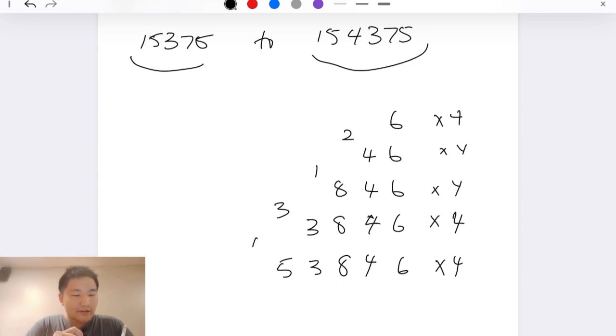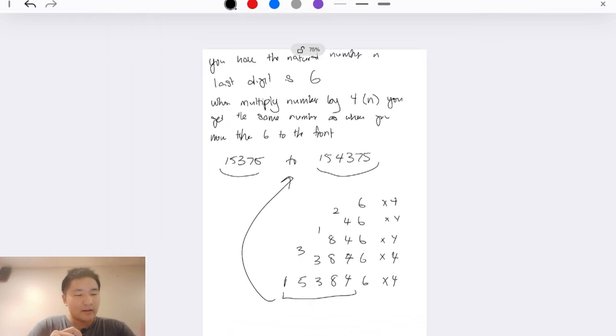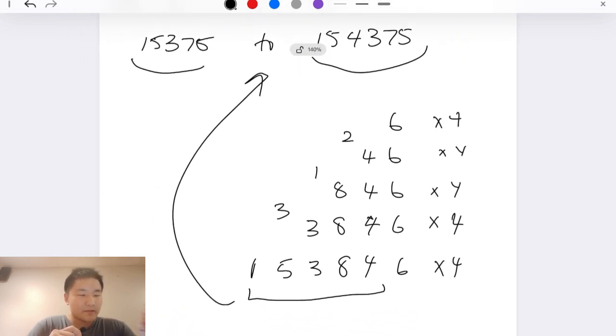Okay, so one thing you'll notice here, let me just put down the 1. One thing you'll notice here is 15384 is, in fact, within these bounds. So this is the solution that I came up with for this problem. It satisfies both of the conditions in which when it's multiplied by 4, the numbers that shift down take its place.